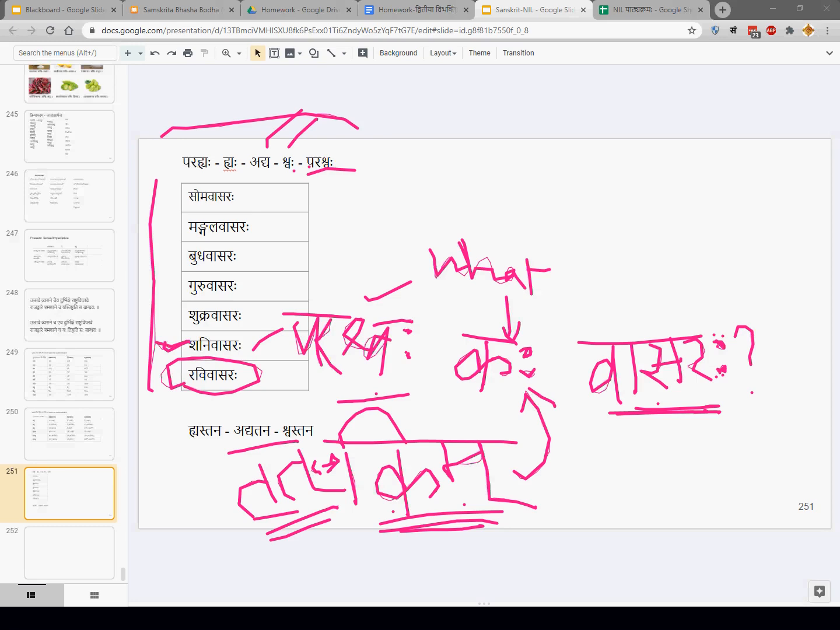So Adya Shanivasarah, Shvaha Ravivasarah. So what is Parashvaha? Parashvaha kaha vasarah? Parashvaha Somavasarah. Yes, good.